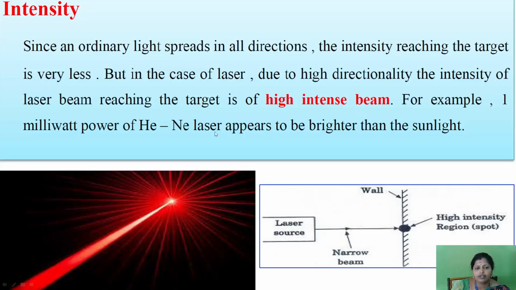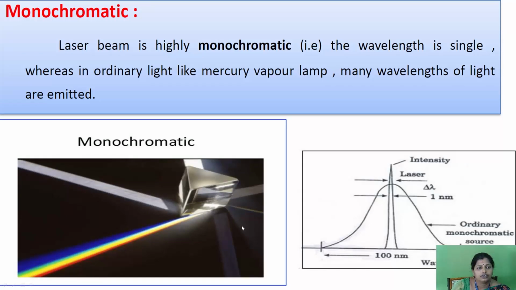For example, a 1 milliwatt power helium neon laser produces an output greater than that of a sunlight source. The third property is monochromatic. With this, you can study the optical properties of materials. The diffraction of the color beams can be analyzed.